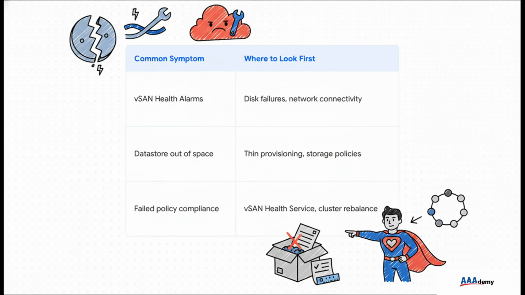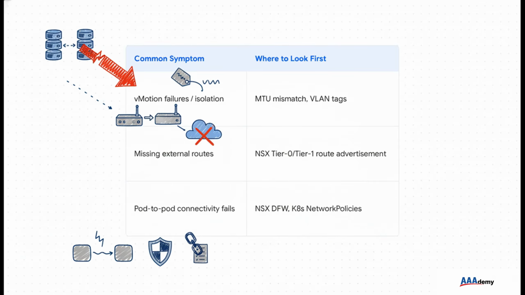Now, onto storage. If vSAN health alarms are going off, your prime suspects are almost always one of two things: disk failures or network problems between the nodes. If a datastore is suddenly full, you need to check your thin provisioning settings and your storage policies right away. The key takeaway here is that the vSAN health service is your absolute best friend. It will practically point you to the root cause.